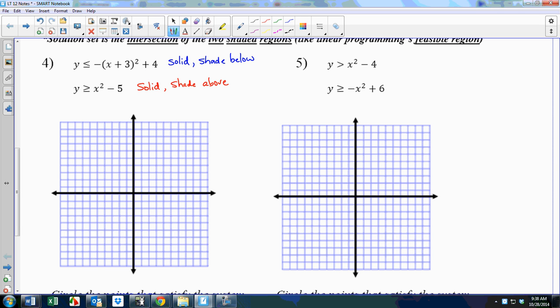To graph the blue one, what's your vertex? -3, 4. So left 3, up 1, 2, 3, 4. And your a is negative, so instead of going right 1, up 1, go right 1, down 1. Right 2, down 4. Right 3, down 9.